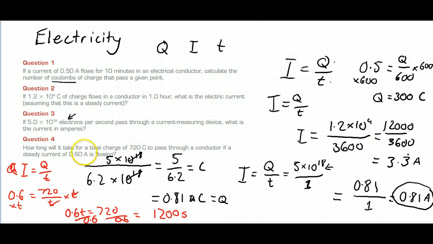Okay, remembering that amps is a measure of the amount of charge going past a certain point per unit of time. So if you imagine the circuit's like a river, it's kind of like the speed of the river, and this is kind of like how much water is going past. So how long does it take for this much water to flow past the point if the river's going this fast? It takes this long, 1200 seconds.